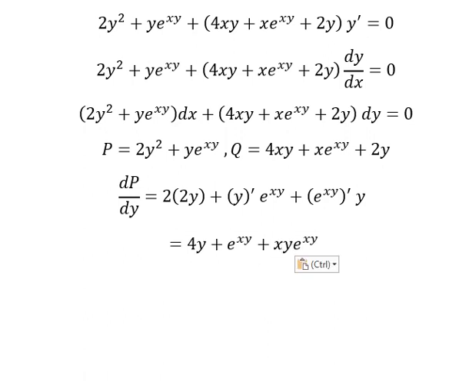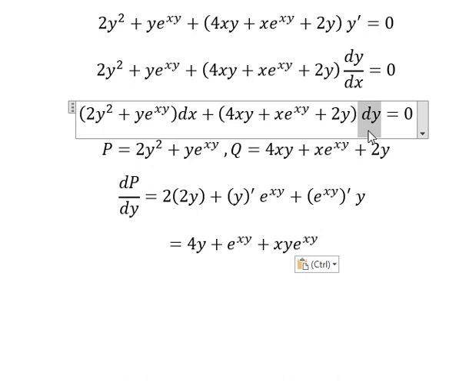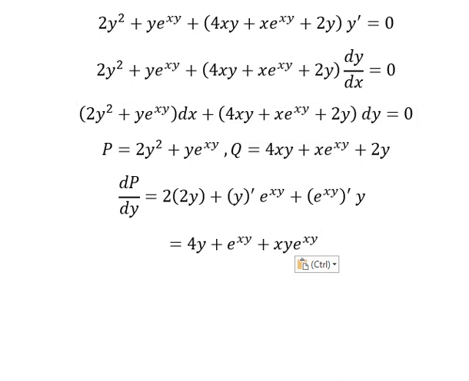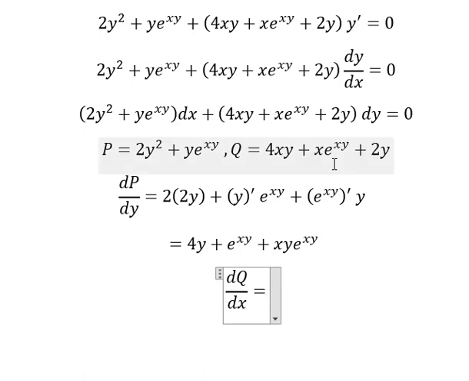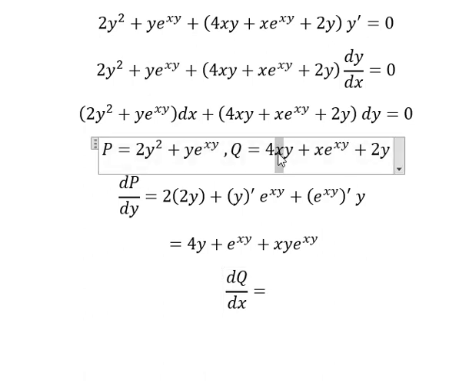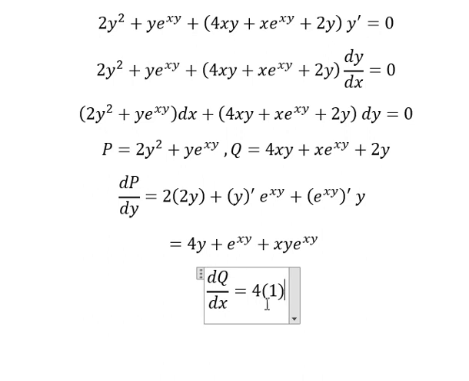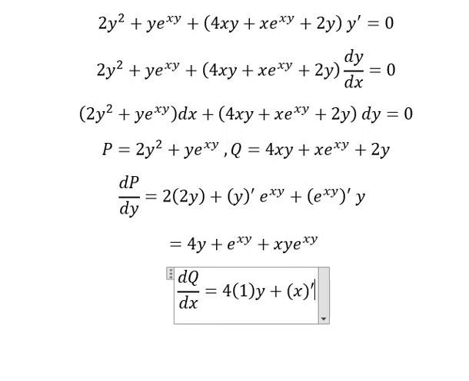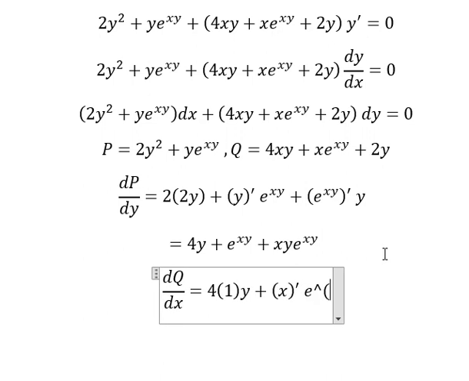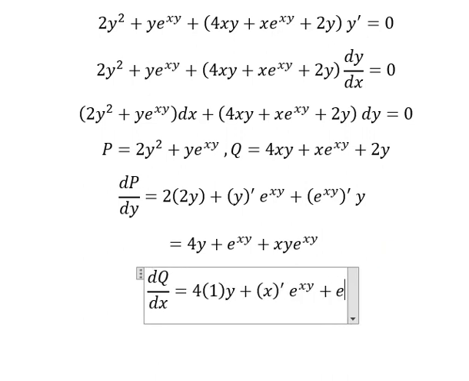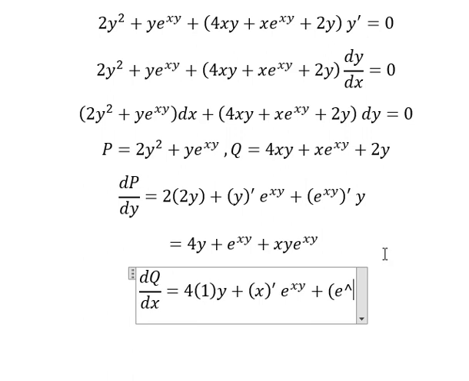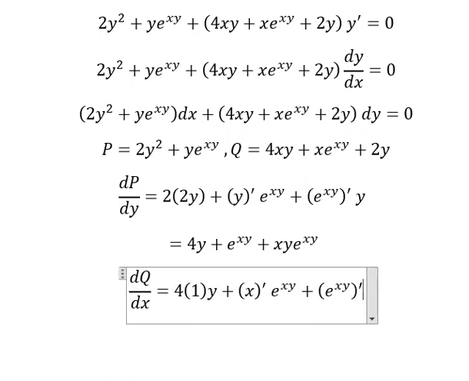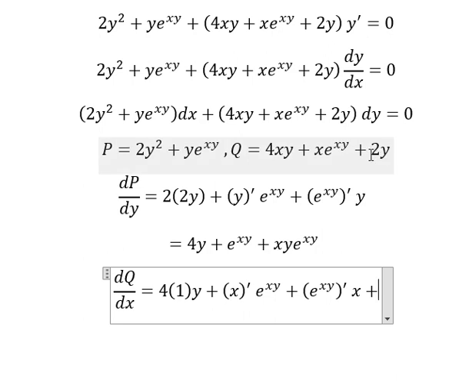Next we need to do this one, we have dy. That means we need to do first the derivative of q with respect to s. So this one we do first the derivative of s, we have number 1. This one we do first the derivative of s multiplied by e to the power of sy. Later that we do first the derivative of e to the power of sy multiplied by s. This one we don't have s, so you got number 0.